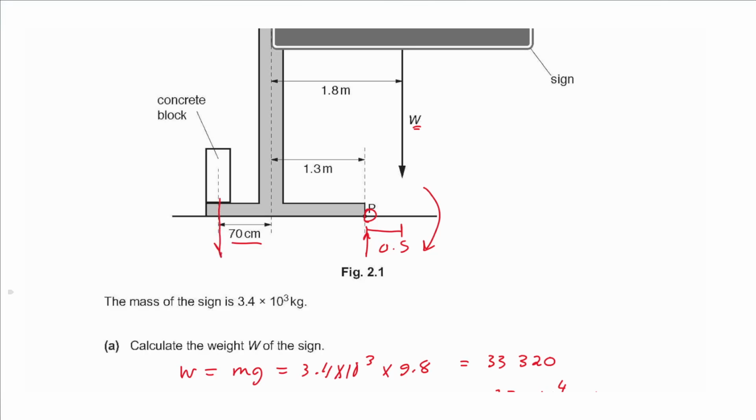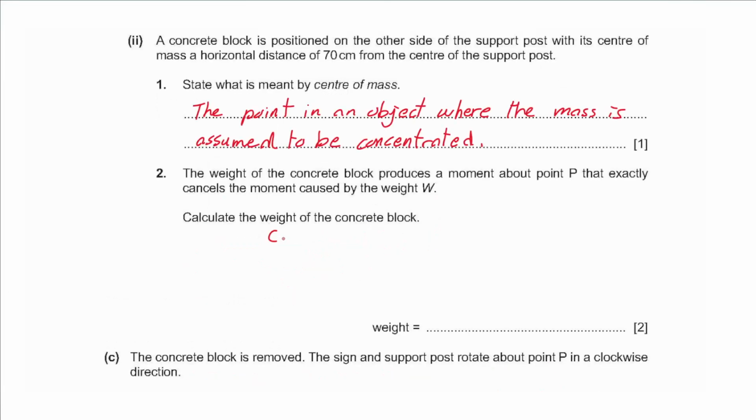As for the concrete block, the distance is 70 centimeters, which is 0.7 meters, plus this distance, which is 1.3. So the total distance here is 2.0 meters, and we have an unknown force. Using the principle of moments, clockwise moments equal the anti-clockwise moments, so 16,600, the already calculated moment of the weight, is equal to the force, the weight of the block, multiplied by the distance 2.0 meters, and then we divide by 2 on the left side. That gives an answer of 8,330, so it's approximately 8.3 times 10 to the power of 3 newtons.